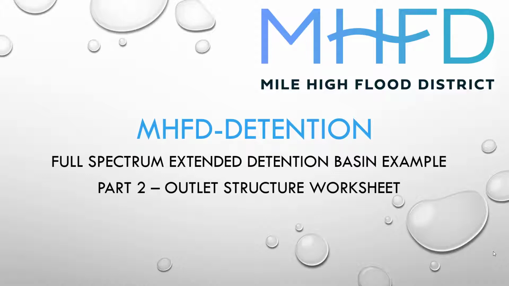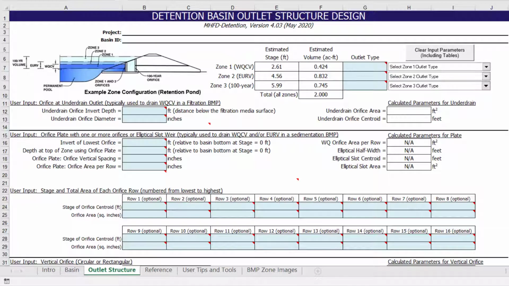In this video, I will continue the same example and walk through how to use the outlet structure worksheet to develop a stage discharge relationship that controls the release rate from the basin to pre-development levels. I have opened the same workbook from part 1 of this example and switched to the outlet structure worksheet. When opening this worksheet, the estimated stage and storage volume for each zone selected on the basin sheet will automatically be carried over and shown here.